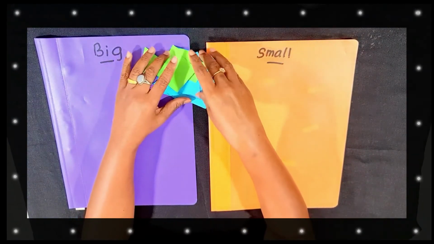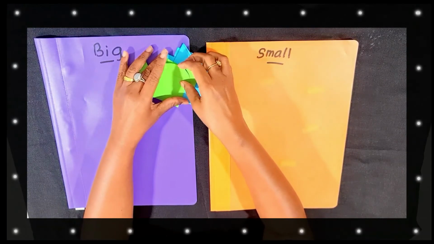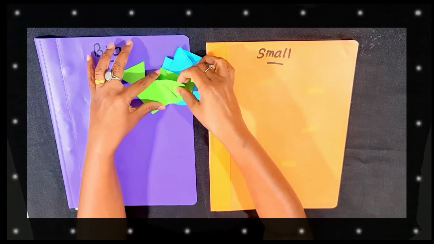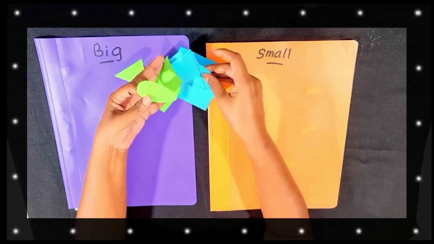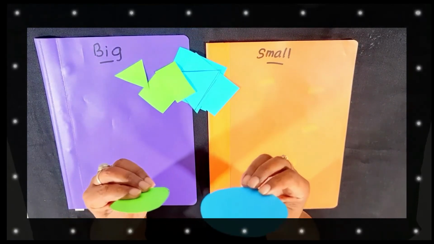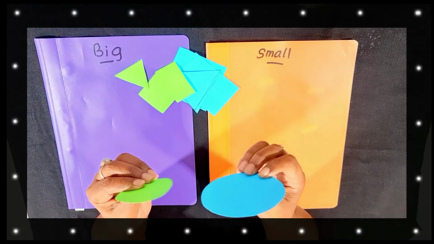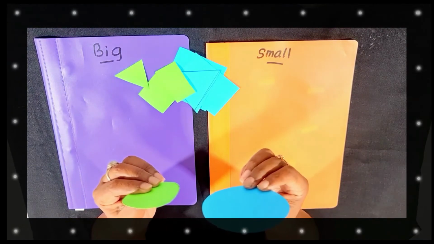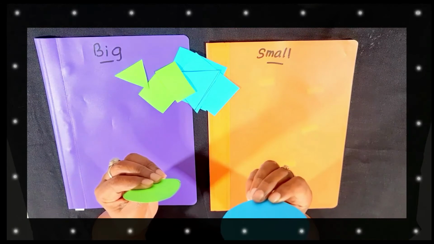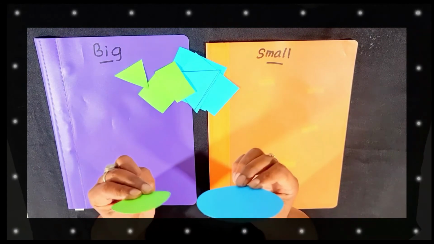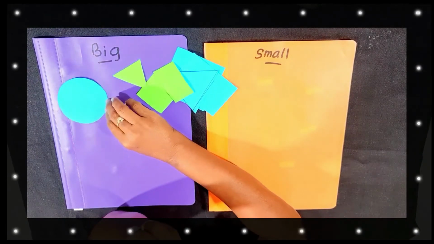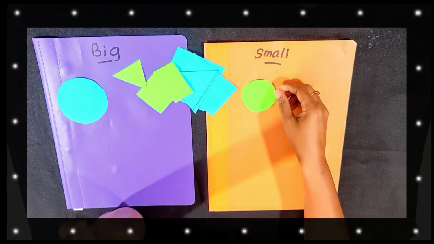First I am going to pick a circle. There's another circle I can see. Now I have two circles. Which one is the big one? Blue color one. Small one, green color one. So we will keep big circle over here and the small one here.